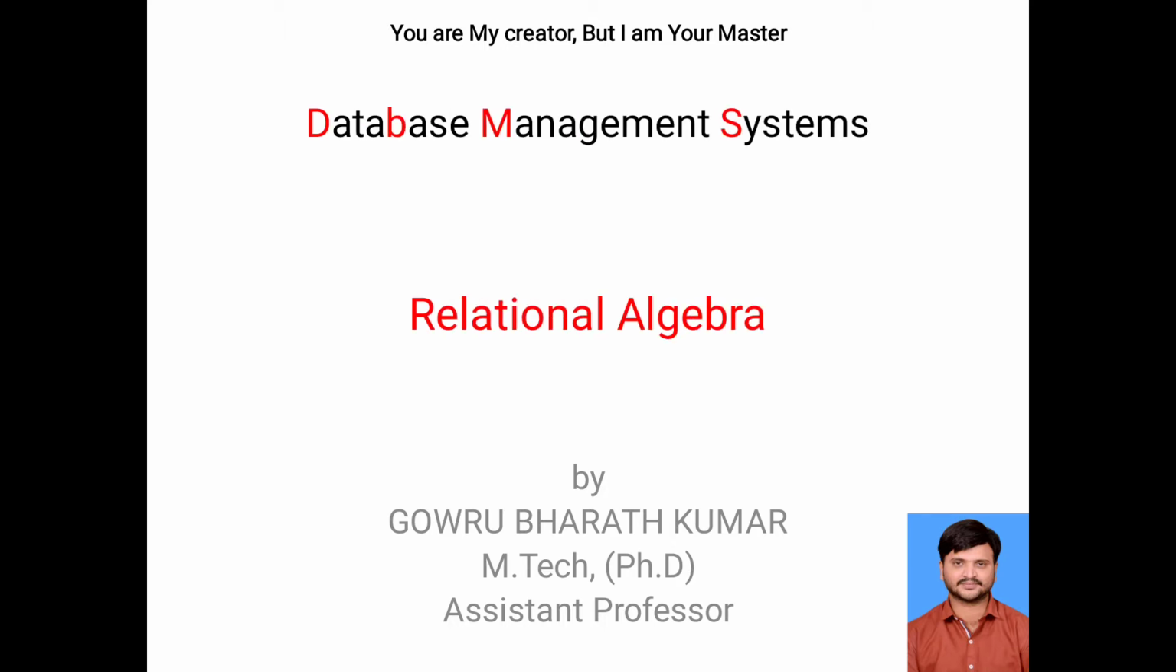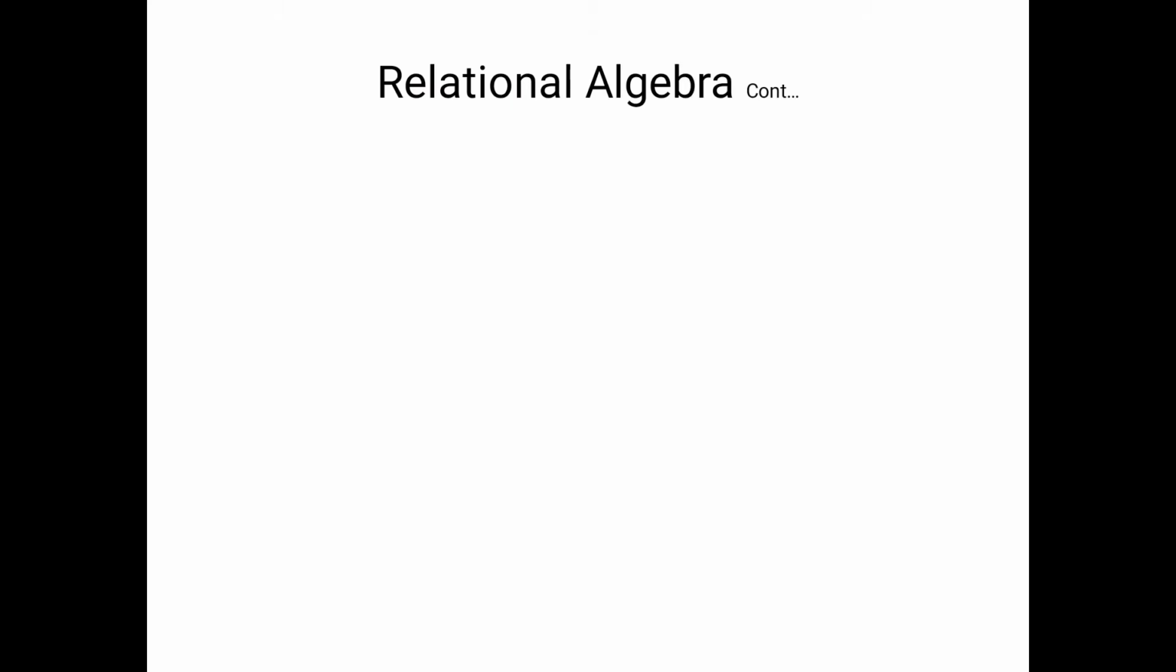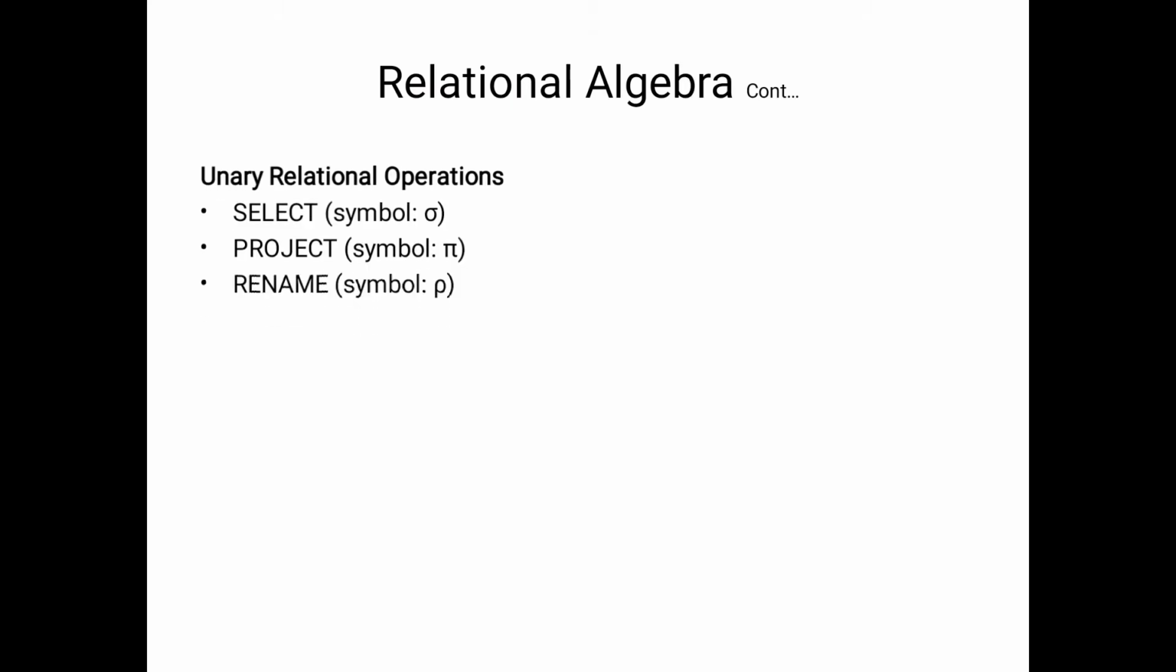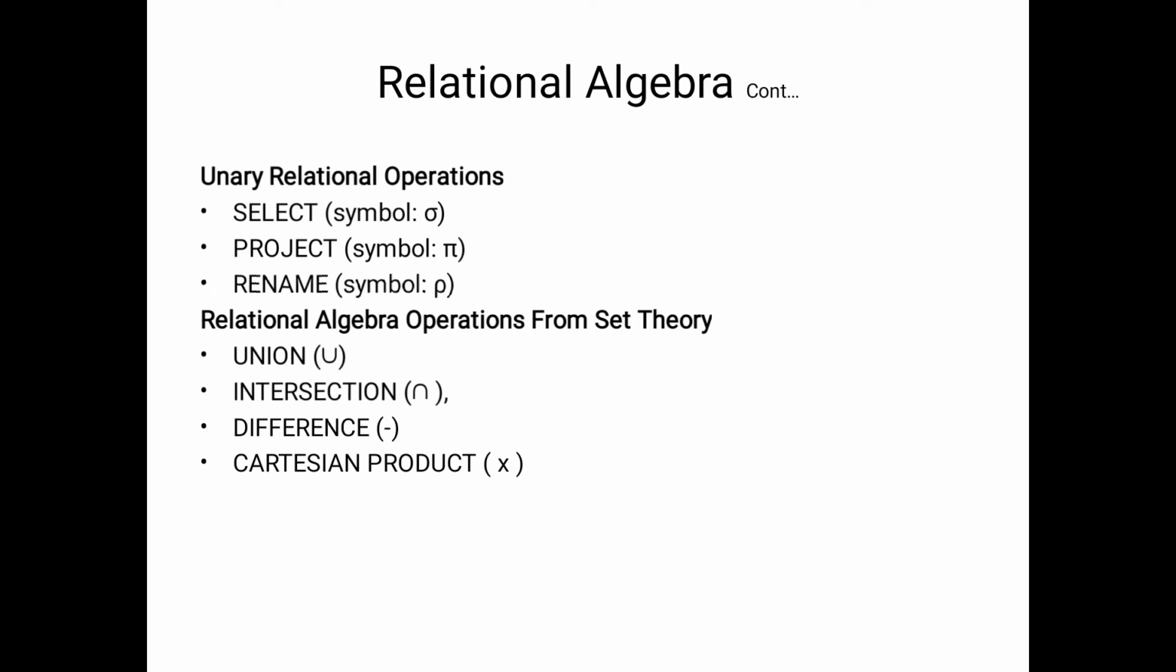In today's session, we will cover some other examples of relational algebra operations. In the last session, we covered the unary operations in relational algebra: select, project, and rename. In today's session, we will discuss relational algebra operations from set theory. Those are union, intersection, difference, and Cartesian product.